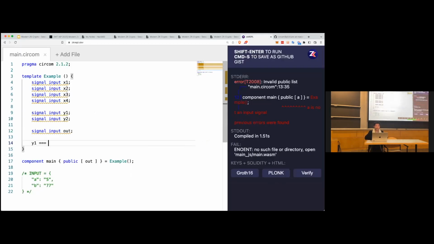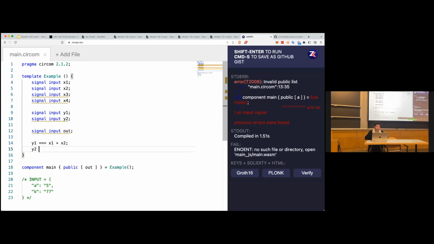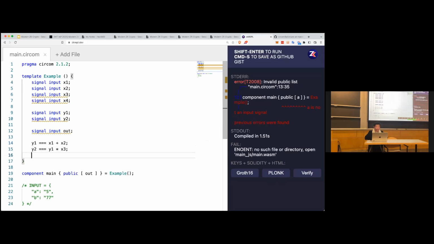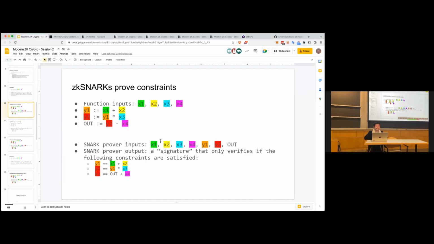The syntax for writing a constraint is you use the triple equals sign. So y1 triple equals x1 plus x2, y2 triple equals y1 times x3. And then finally, another way that we can write this is y2 triple equals out plus x4. And we can see that this matches the 3 constraint equations that we had on our slide.